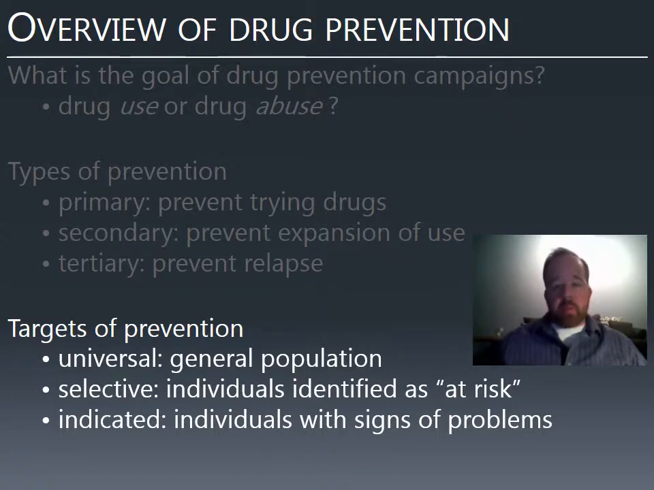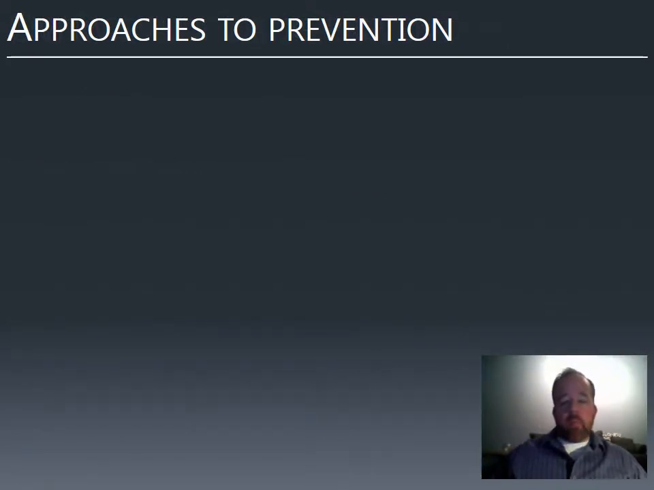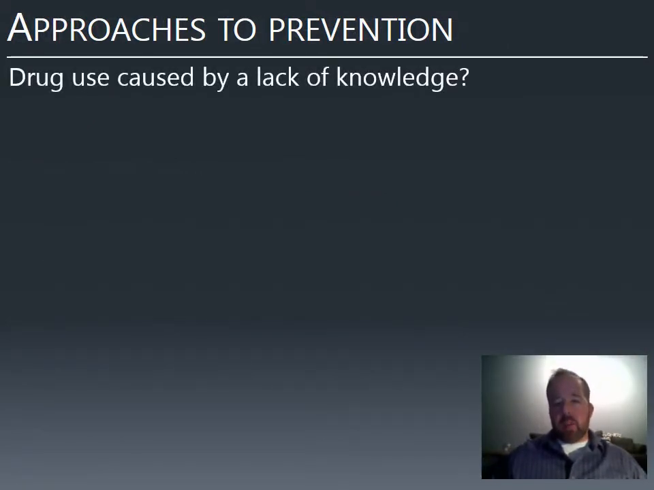So we have these different types of prevention. So we can classify these campaigns, but the bigger question is, what's causing drug abuse? If we can prevent the cause of drug abuse, then our job will be much easier and much more effective. So one of the first hypotheses was that drug use was caused by a lack of knowledge.